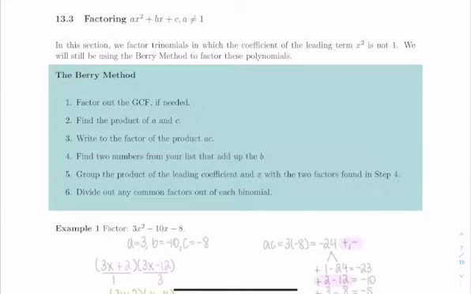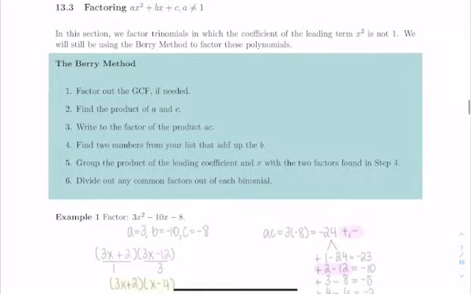In section 13.3, we are factoring ax squared plus bx plus c when a is not equal to 1. So this just means that my leading coefficient will be any other number except 1. We're still going to use the Berry method to factor these polynomials. What's going to change just a little bit is that when we divided out whatever they had in common, it was always 1, now we might be able to divide out another number besides 1. But the process is exactly the same.